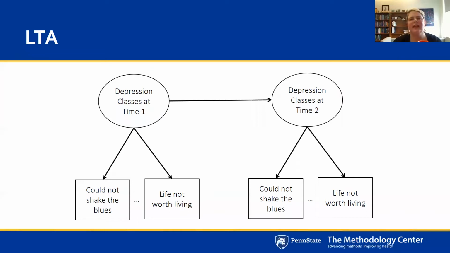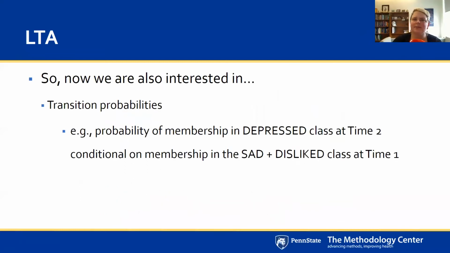We're interested in looking at development and depression over time. So we have depression classes at both time 1 and time 2. At time 1 and time 2, they're also assessed by that same set of 8 items, focused on sadness, disliked, and life was not a failure. And then the arrow going from time 1 to time 2, that's really that transition piece that we're interested in. So what is the probability of being in a particular class at time 2, conditional on where you are at time 1. And so that is represented by that arrow between the 2 latent variables.